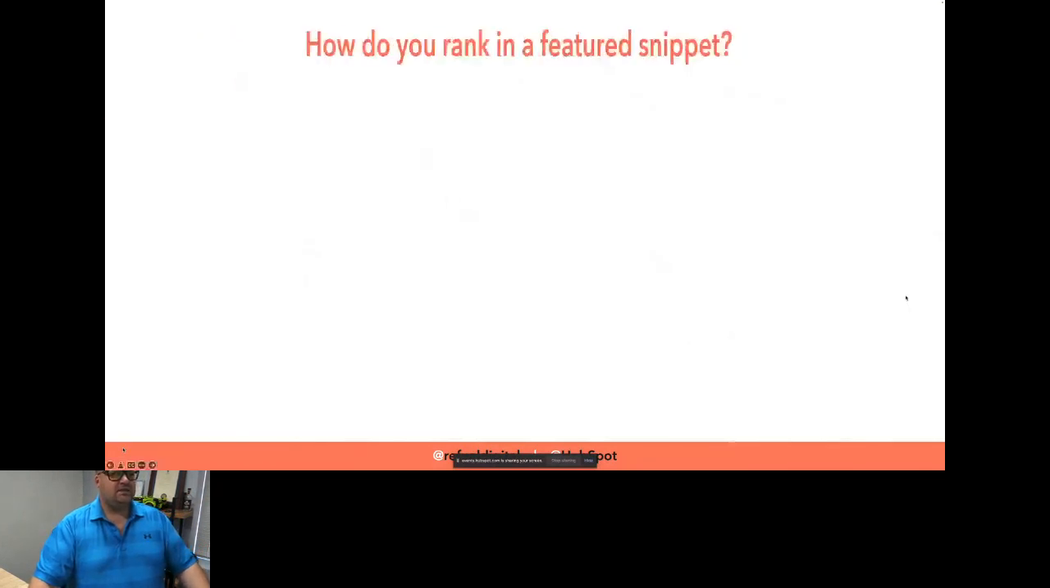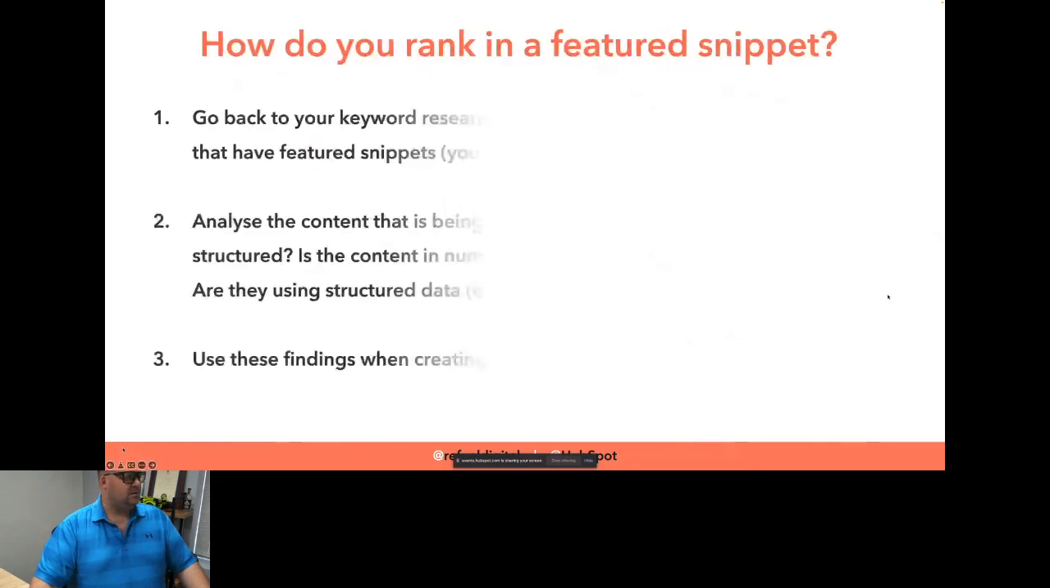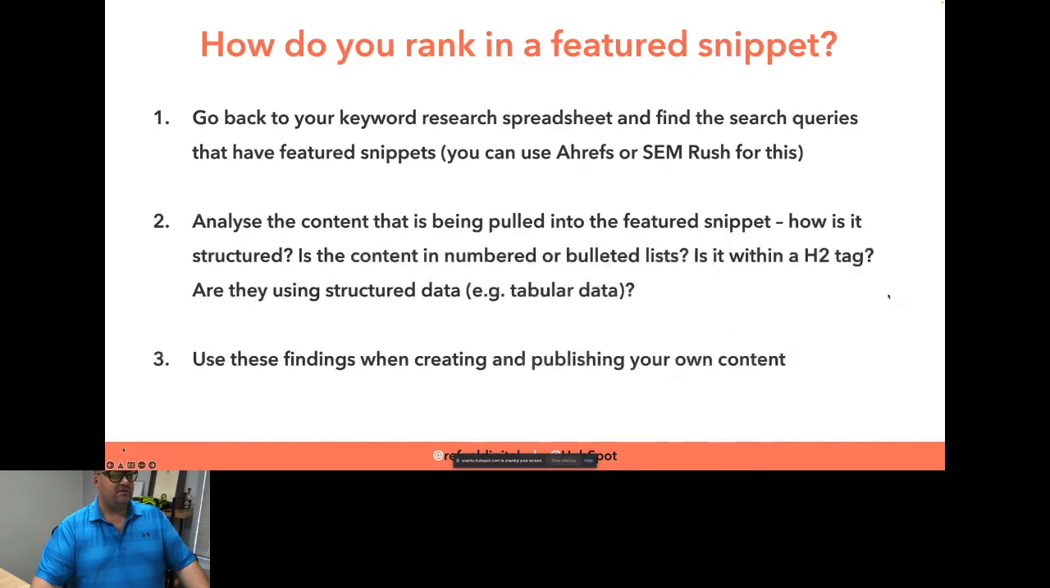So how do we look at ranking in a snippet? Go back to your keyword research spreadsheet and find the search queries that have featured snippets. SEMrush will tell you this and tell you if there's an opportunity to get a featured snippet. Analyze the content that's being pulled into the featured snippet. How is the current featured snippet being structured? Is it numbered, bulleted, listed? Is it within an H2 tag? Are they using some kind of structured data? What can we borrow from the current leader to try and get that position off them?